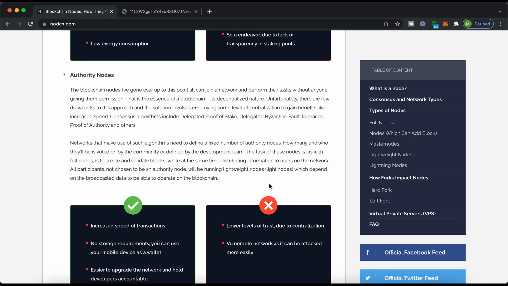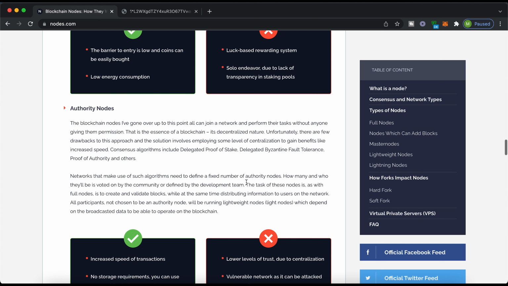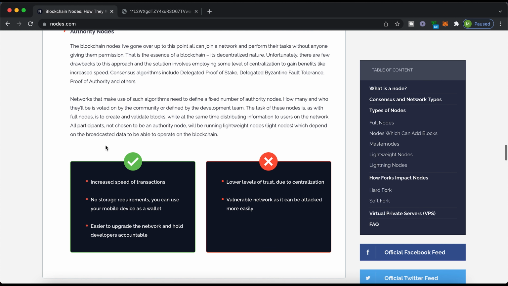So lightweight nodes, we'll get into that later. The benefits are increased speed of transaction and no storage requirement. You could use your mobile device as a wallet, and it's easier to upgrade the network and hold developers accountable. This is because to be an authoritative node, you would have to submit proof of identity, so your face and your name is tied to the node.